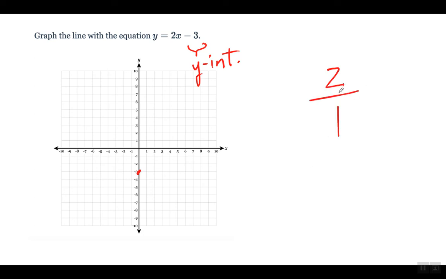The slope is +2, which is the same as 2 over 1. It's positive, so my line goes up from left to right. So up 2 and to the right 1.